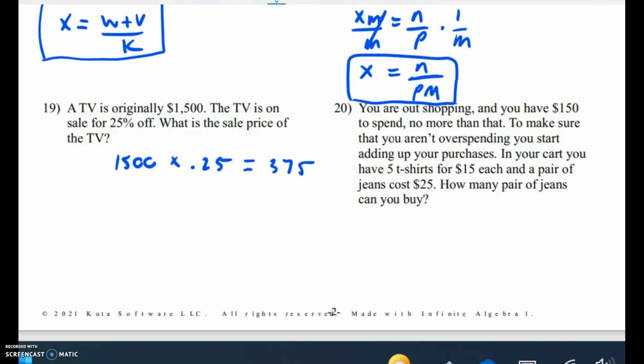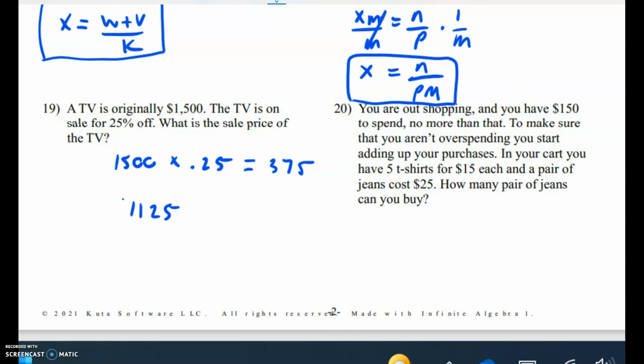$375. So that's the percent off, but it wants to know what is the actual price of the TV, right? So I'm going to have to subtract that off the original. And then you can kind of think about it. Like if it's only 25% off, it's not going to be just $375, right? This is how much we're taking off. So I'm going to take $1,500 and subtract that number. Okay, so $1,500 subtract 375 is 1125.